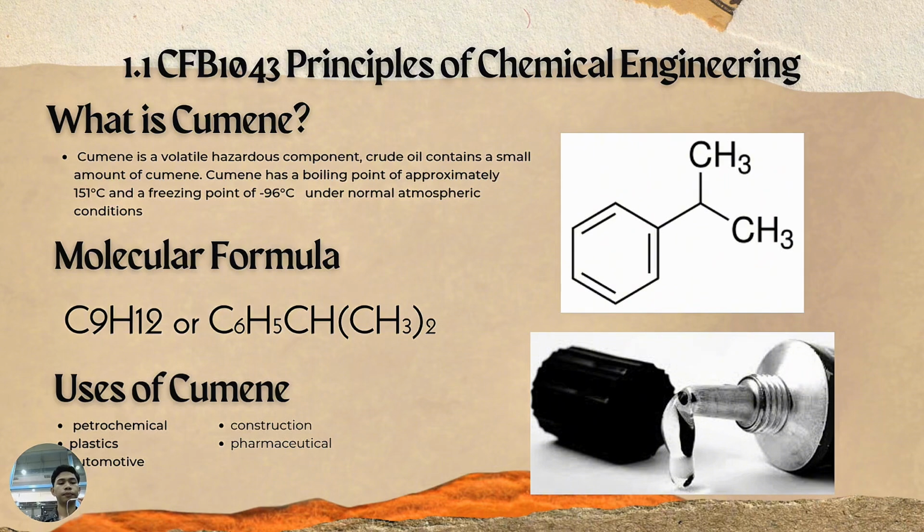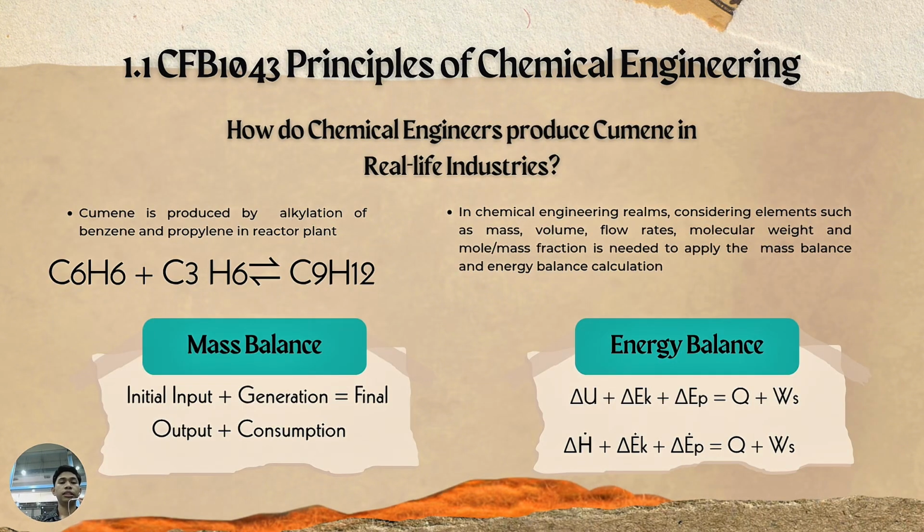pharmaceutical industries. So how do chemical engineers produce cumin in real-life industries? Cumin is produced by the alkylation of benzene and propylene in the reactor plant, with chemical equation C6H6 plus C3H6 will produce C9H12, which is cumin.